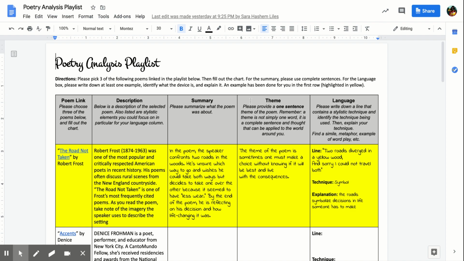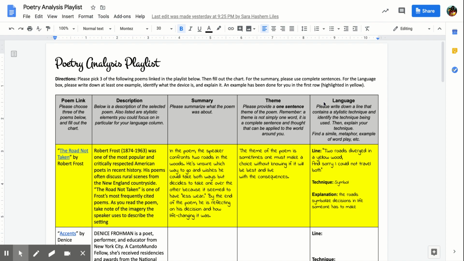The fourth column is also blank, and here you'll write a 1-sentence theme statement for the poem. Remember our work with theme related to Raisin in the Sun. Ultimately, a theme is not just one word. It needs to be a complete sentence and a thought that shows how the poem can be applied to the world around you. Finally, in the fifth column, you'll break down the language the author uses in the poem.